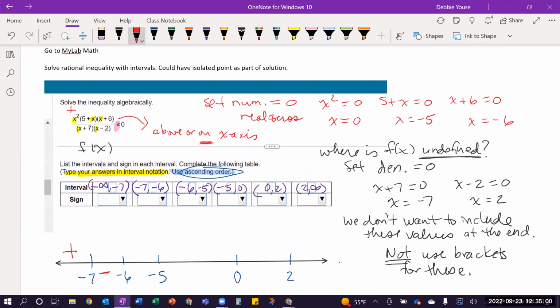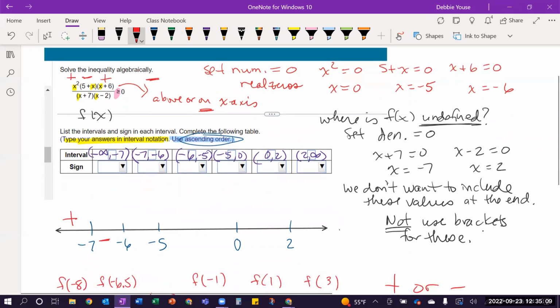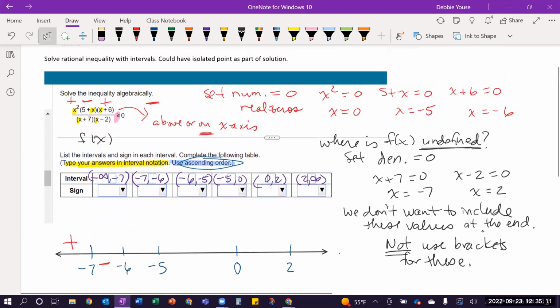-5.5 plus 5 will still be negative. -5.5 plus 6 will be positive. So there's one negative, so the overall top will be negative. On the bottom, -5.5 plus 7 will be positive. -5.5 minus 2 will be negative. The overall product is negative. So when I divide top and bottom, negative, negative, I get positive.